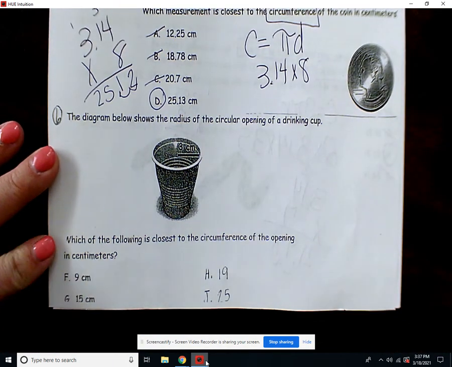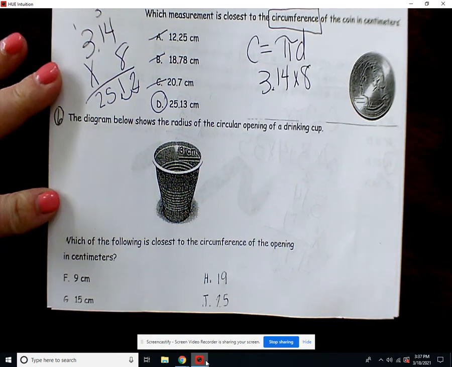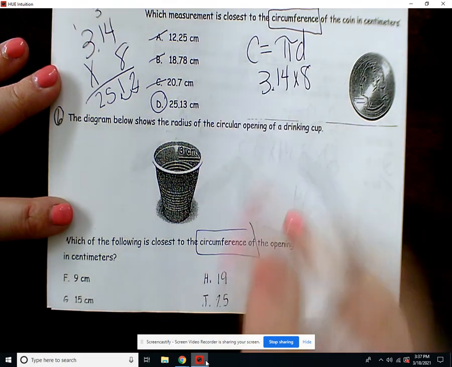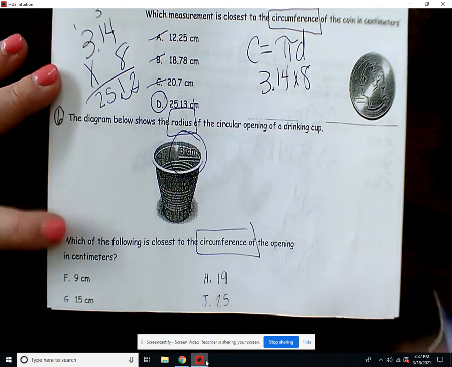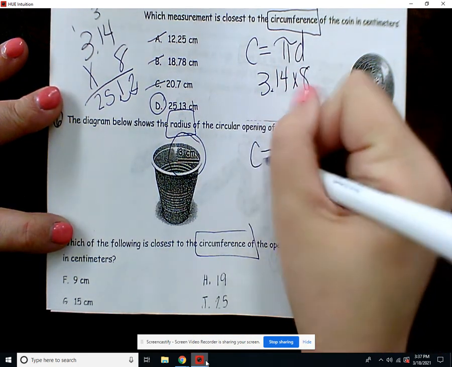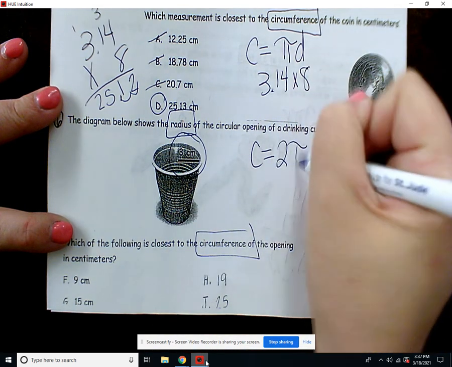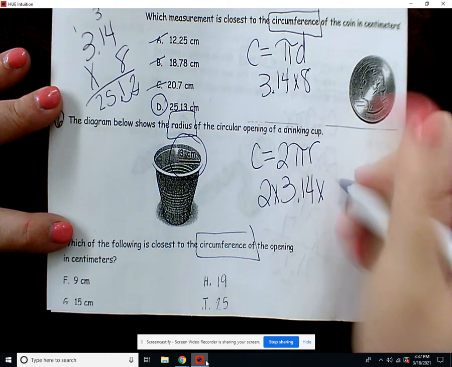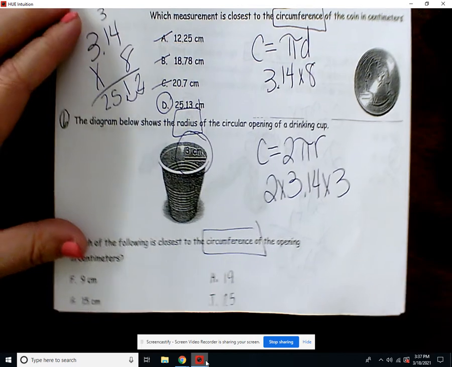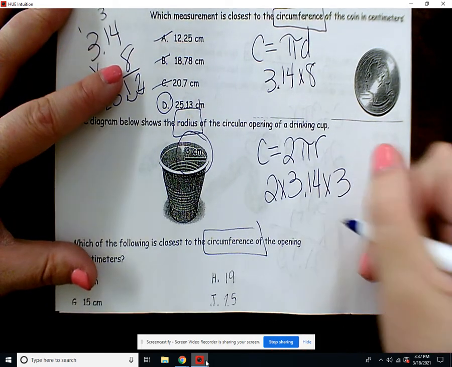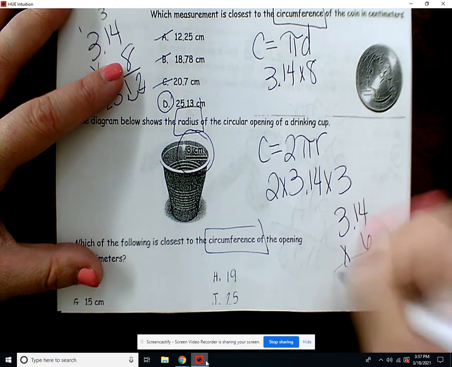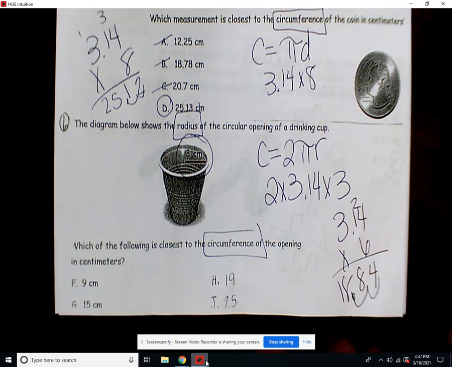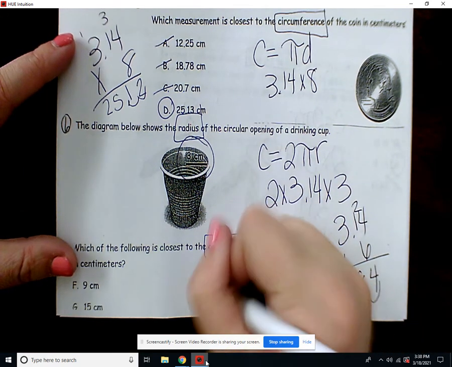Okay, the diagram below shows the radius of a circular opening of a drinking cup. Which is closest to the circumference of the opening in centimeters? So it says circumference, it says radius, and we're given 3. So again, circumference is going to have 2 formulas. Since it's radius, we're going to do 2 pi r. So 2, pi is 3.14, r is 3. Then we're going to multiply whole numbers first. 2 times 3 is 6. Then we'll do 3.14 times 6. Move our decimal over twice, and then pick the closest answer, which is H.